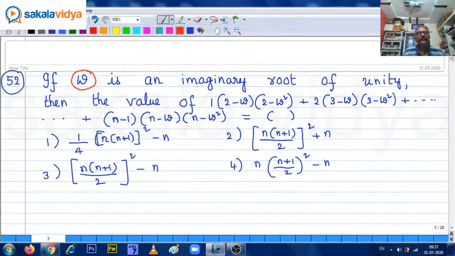If omega is an imaginary root of unity, then we need to find out 1 times 2 minus omega times 2 minus omega square plus 2 times 3 minus omega times 3 minus omega square plus so on, plus n minus 1 times n minus omega times n minus omega square. That we need to find out. First option, second option, third option, fourth option. Okay, let us do it now.